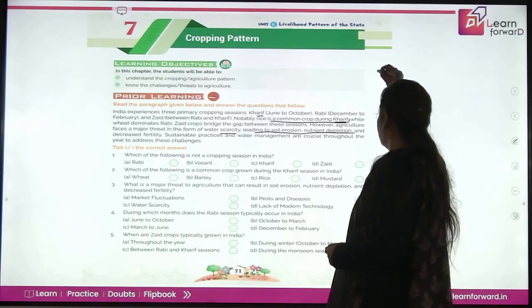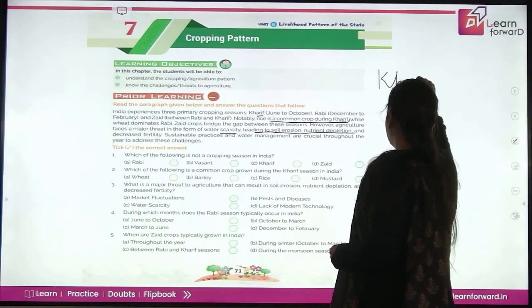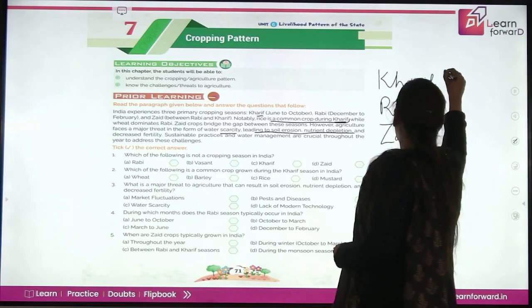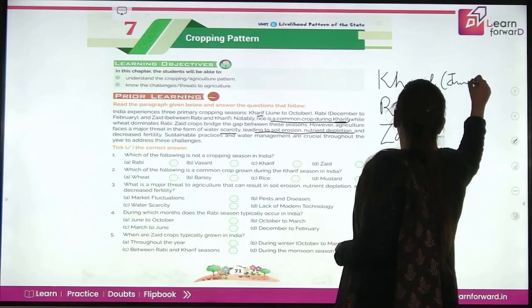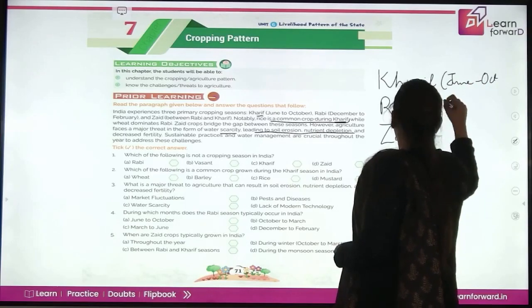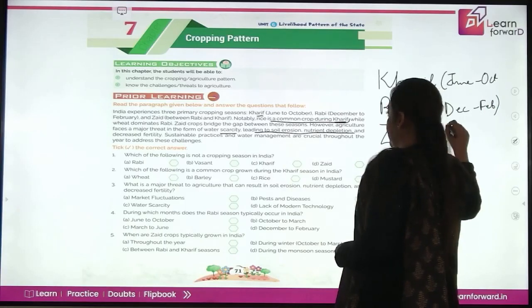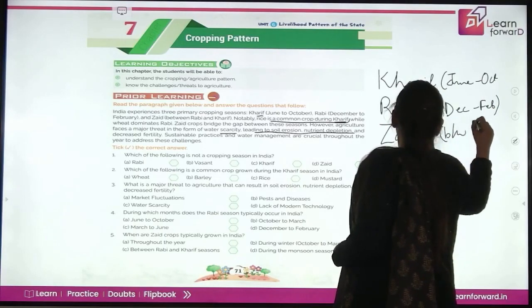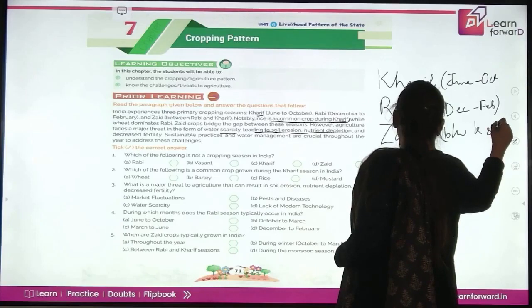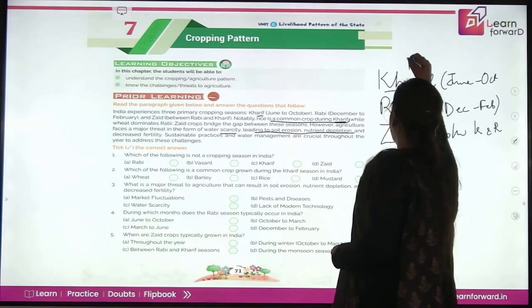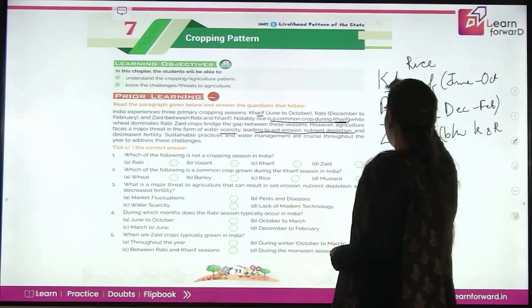So what we are going to study is about the Kharif crops, the Rabi crops and the Zaid crops. If we talk of the season, Kharif is from June to October. Rabi is from December to February, right? And Zaid is basically between Kharif and Rabi. So what is the major Kharif crop? Major Kharif crop is rice. Major Rabi crop is wheat.